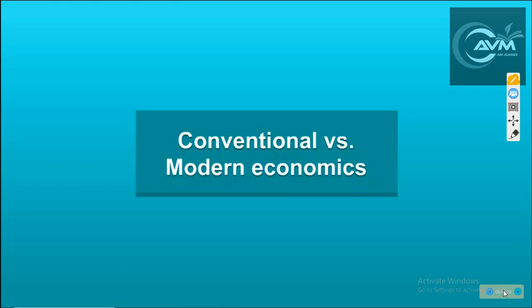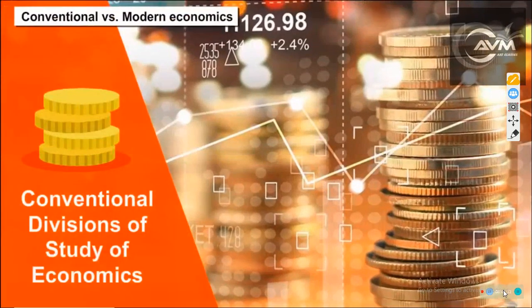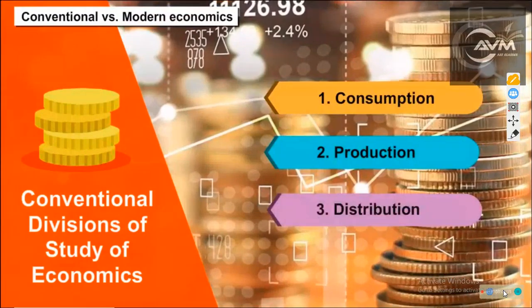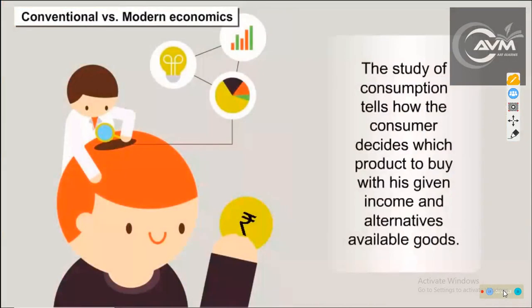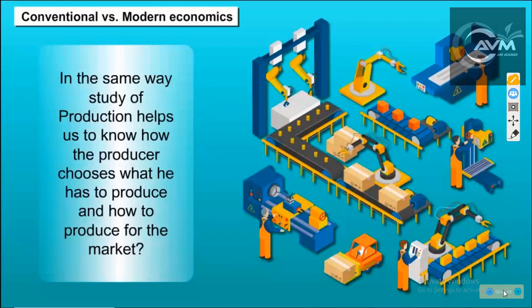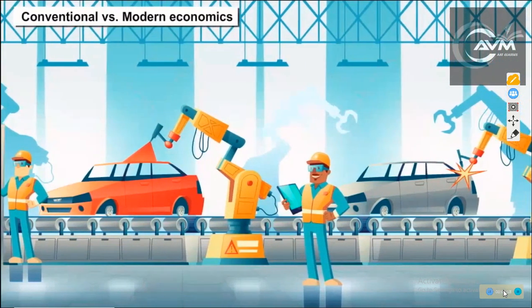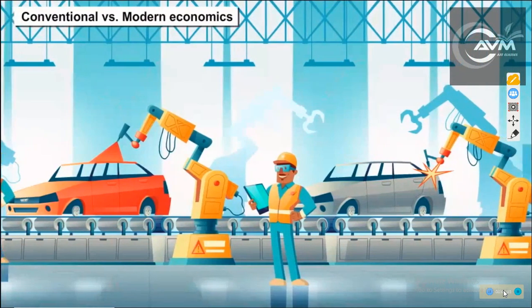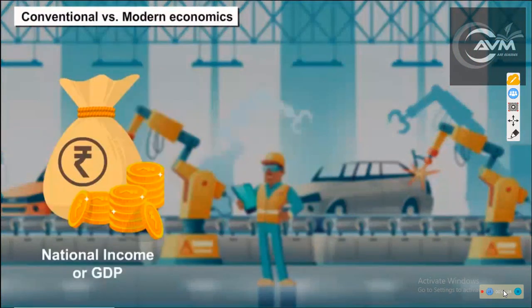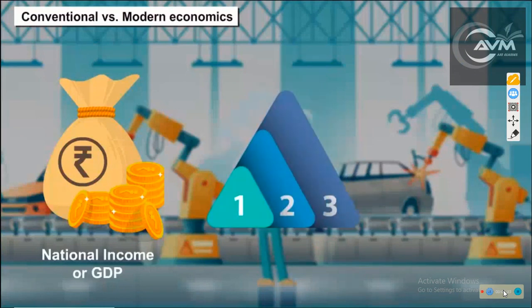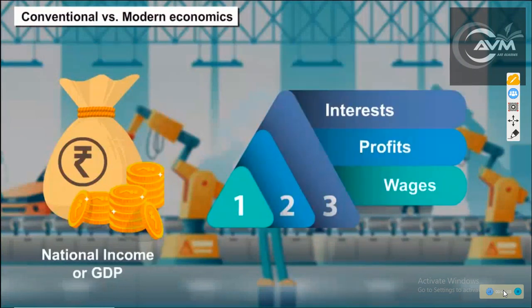Conventional versus modern economics. Conventional divisions of the study of economics. The study of consumption tells how the consumer decides which product to buy with his given income and the alternative goods available. In the same way, the study of production helps us know how the producer chooses what to produce and how to produce for the market. The study of distribution helps us know how the national income or GDP is distributed as wages, profits and interest.